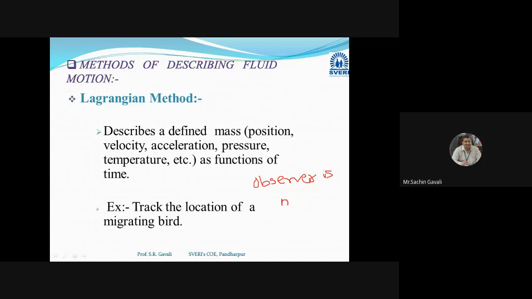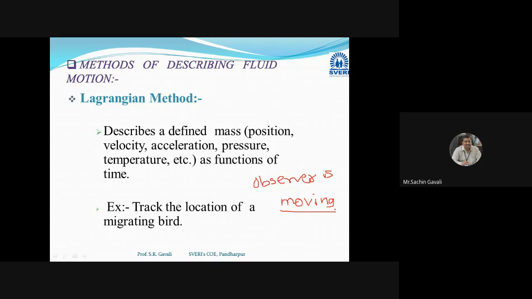Any observer, you or we, will also be an observer. So I have to consider that the observer also has to move, because as the bird moves, the observer also has to move with it. And if a group of birds is there, definitely each and every bird we have to observe. So there are different equations for different fluid particles, and that is called the Lagrangian method. You define mass, position, velocity, acceleration, pressure, temperature, etc. as a function of time.